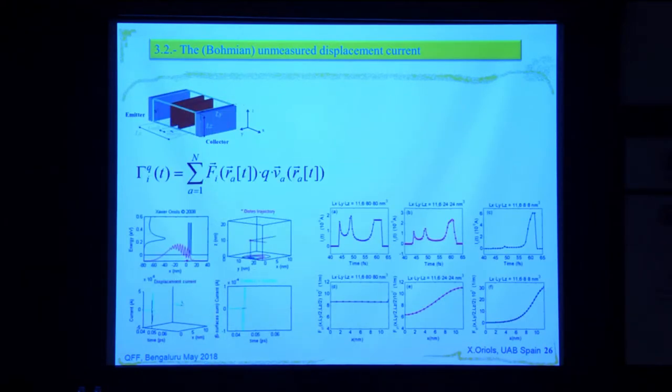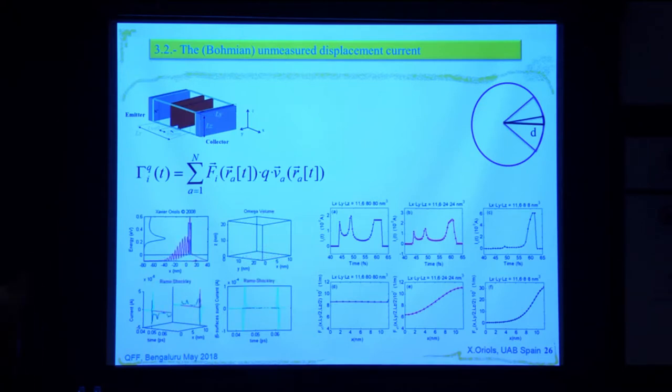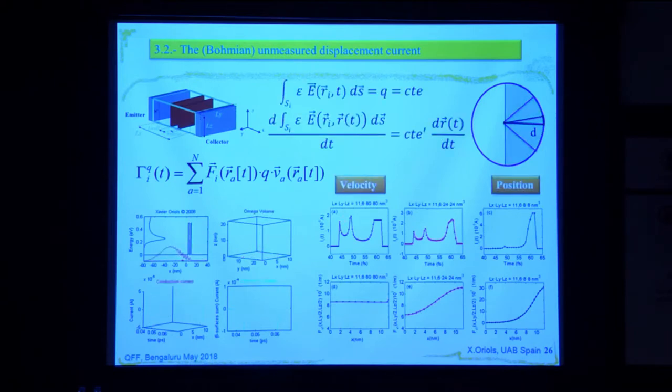What you see is that if your area is very small, only when the electron is very close do you get some current. But if your area is very, very large, then whether you are here or here, the flux you get on this surface is more or less the same. So there is no change because of the position. When you take the derivative of this flux, it changes only because of the velocity. So here you basically have something related to a position detector: when you are close, you have a peak in the current. And here you have something related to a velocity detector.